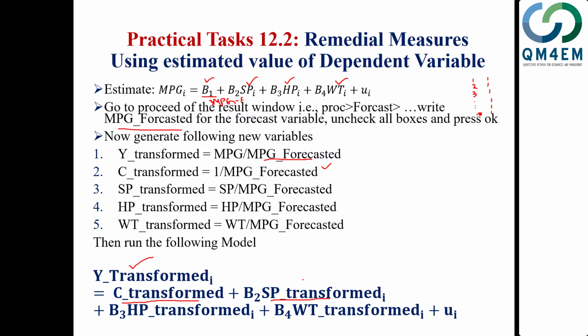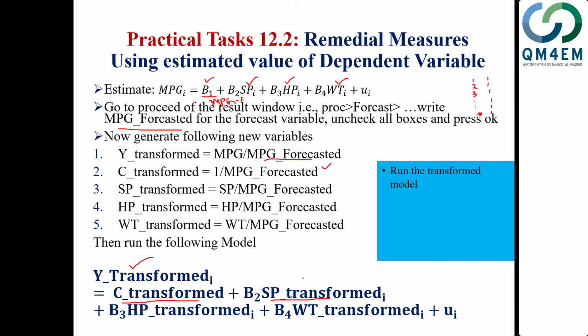And once I do that, there are some questions which I have to answer. First, I have to run the transformed model. Then I will apply again the BP and White test for heteroscedasticity, and check if there is a problem of heteroscedasticity in my data. We discussed a number of remedial measures for addressing the problem of heteroscedasticity. Once I apply one of those fixes and re-estimate the model, I have to apply the BP test and or White test and check if the heteroscedasticity problem is still there.